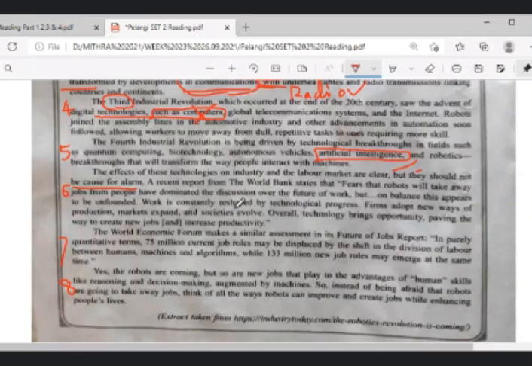Okay. A recent report from the World Bank states that fears that robots will take away jobs from people have dominated the discussion over the future of work. But on balance, this appears to be unfounded. Okay, a lot of debates are going on.